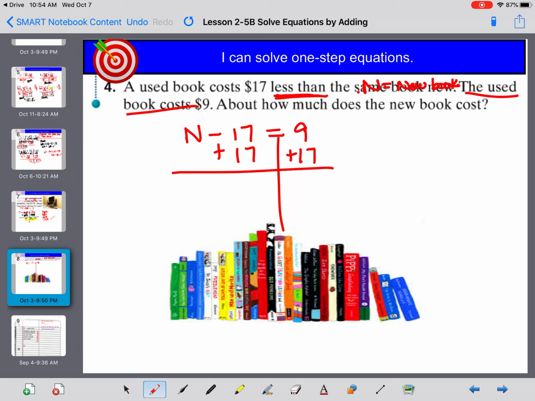So I'm going to add 17 to both sides. That equals 0. N equals 17 plus 9, which is $26. Make sure you label it dollars and then check your work, and you should know that that is the correct answer.